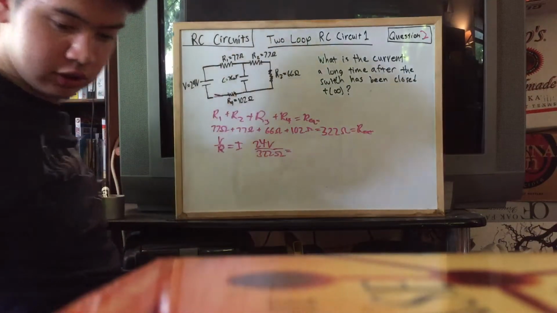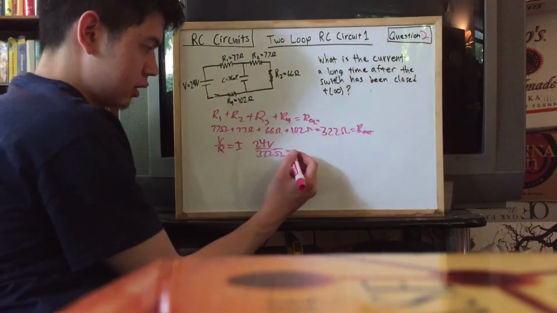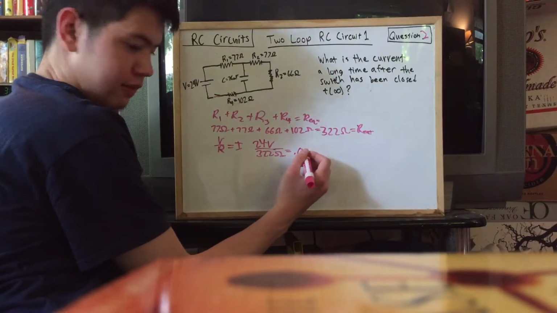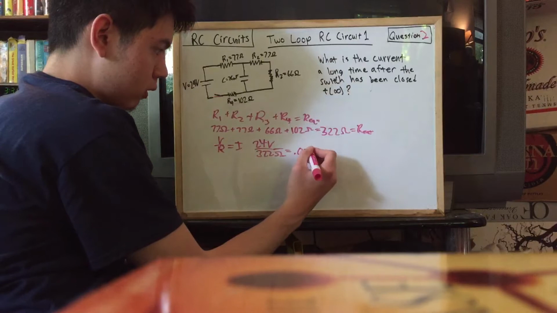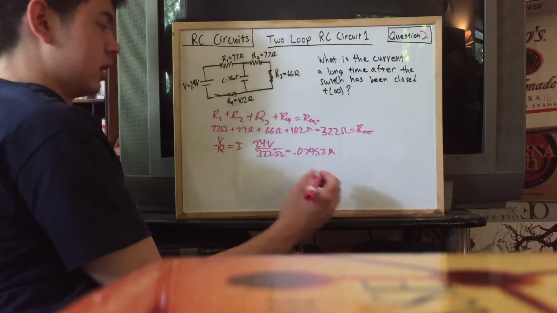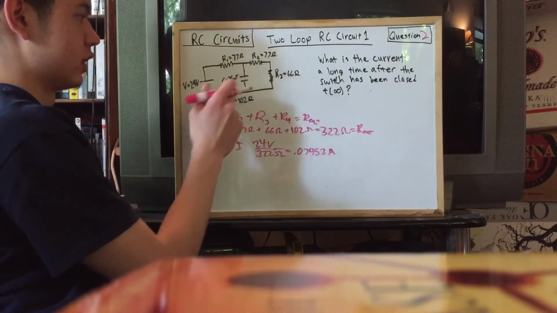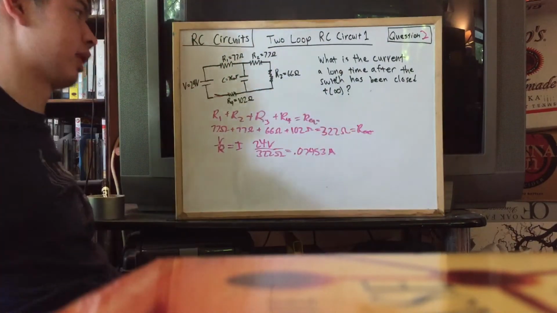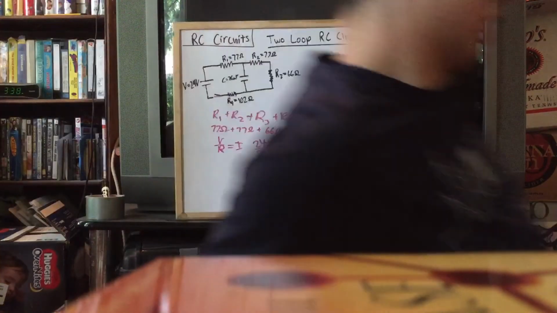And that should give us 0.07453 amps. That's our current at each one of these resistors, but specifically we want to know it at R1. So that is our answer.